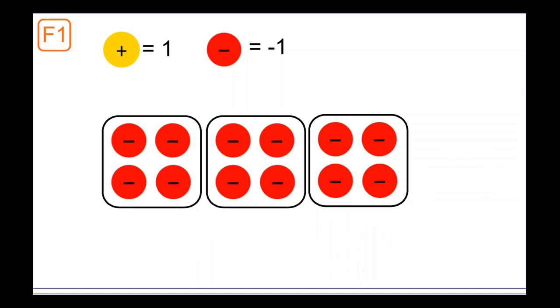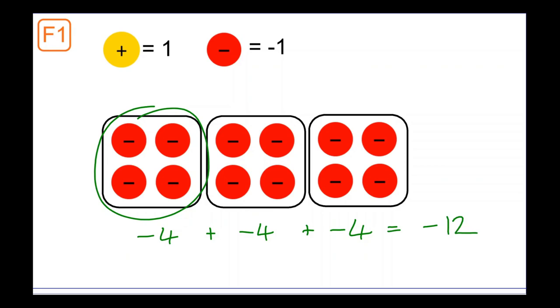Here's a picture of some negative counters. What number sentence is this? Well, there's a group of 4 here, which makes negative 4, plus another negative 4, plus another negative 4, for a total of 12 negative counters. But normally, a repeated addition like this, again, we would write as a multiplication. So we would write this as 3 groups of negative 4 equals negative 12.